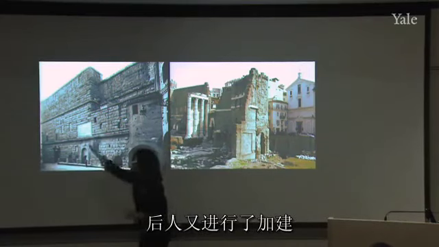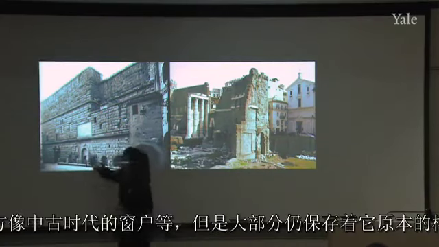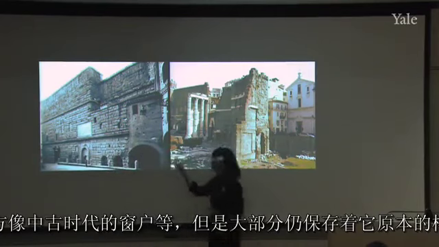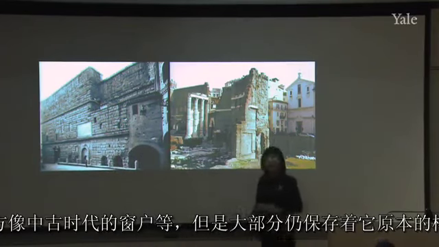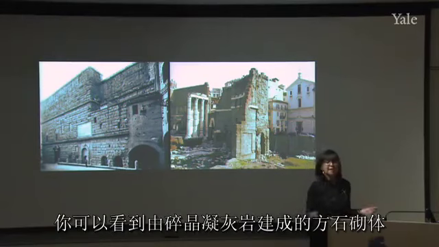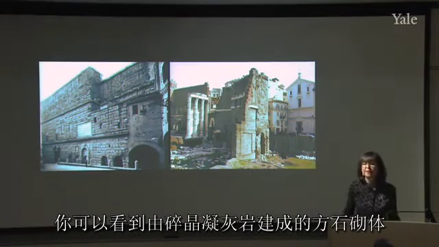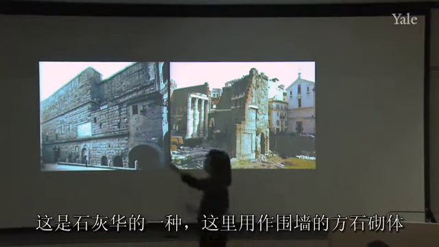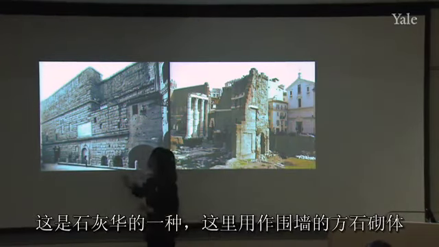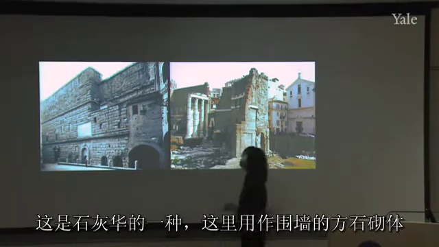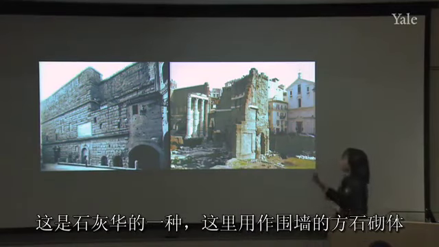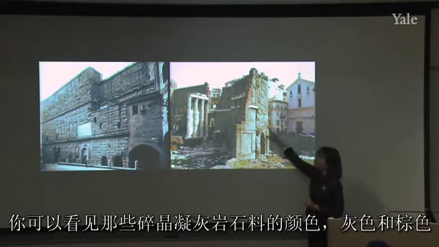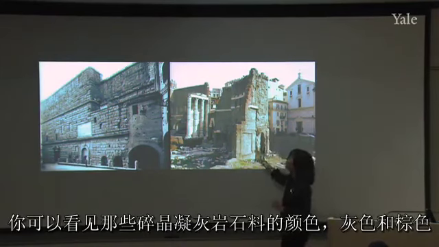There are some additions that were made in later times, medieval-looking windows and the like. But for the most part, it's preserved as it was. You can see we're dealing with ashlar blocks made out of peperino stone, P-E-P-E-R-I-N-O. We've talked about peperino before. It's a form of tufa, a stone that was used here with ashlar blocks for the encircling precinct wall. You can see the coloration of those peperino blocks, grayish-brownish color here.